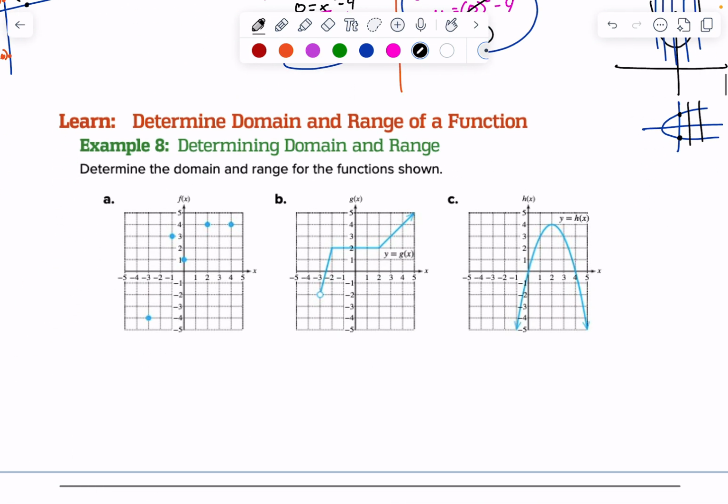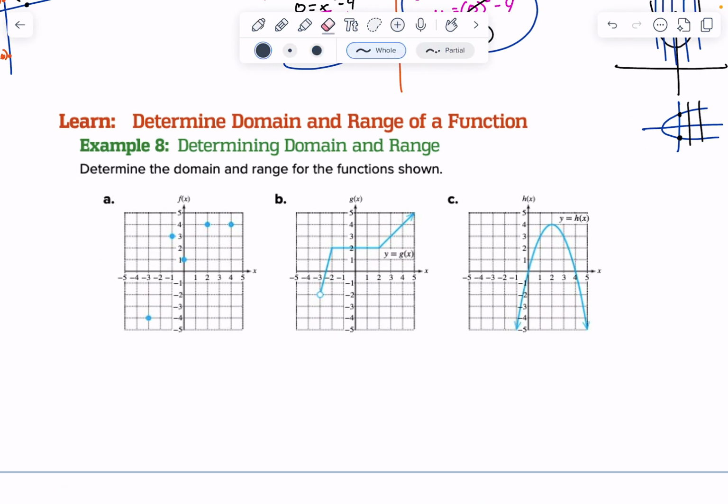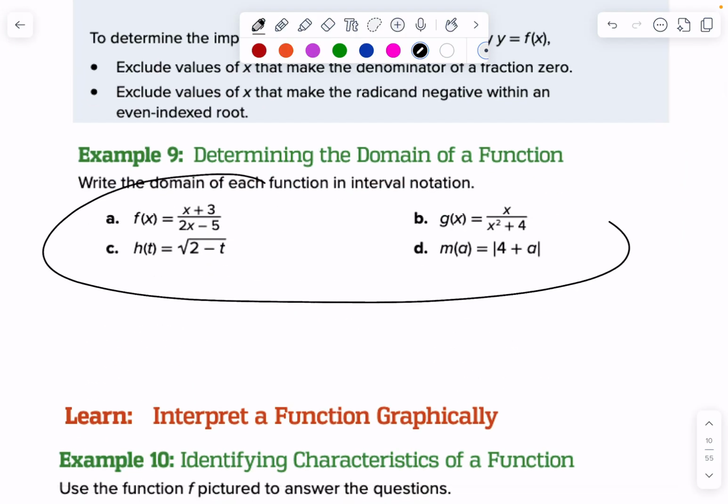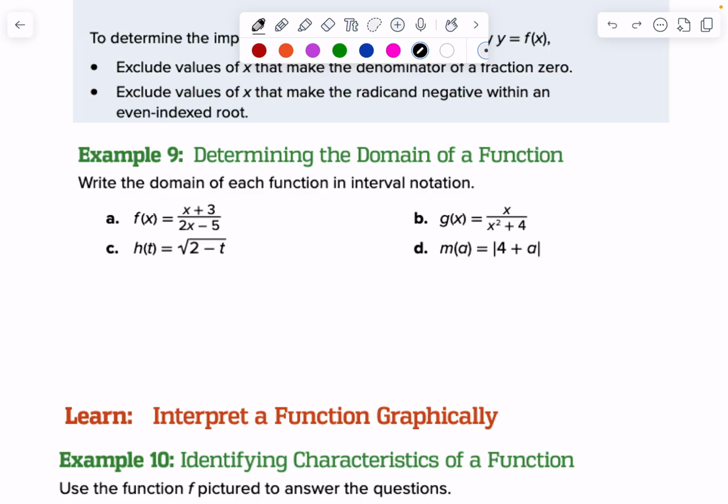Now they want us to talk about domain and range. They're going to do domain and range of a graph here, and then they're going to talk about domain and range of, like, what if it's a function instead, right?